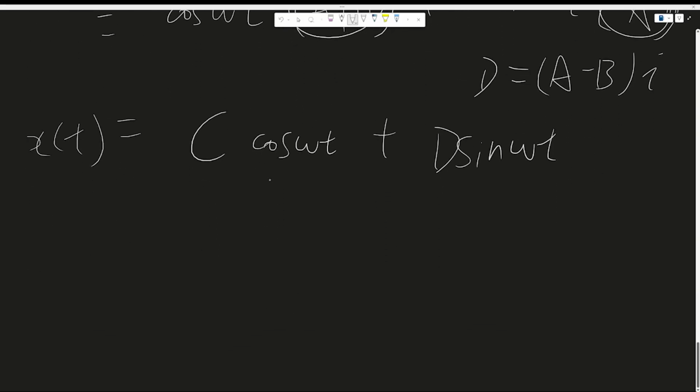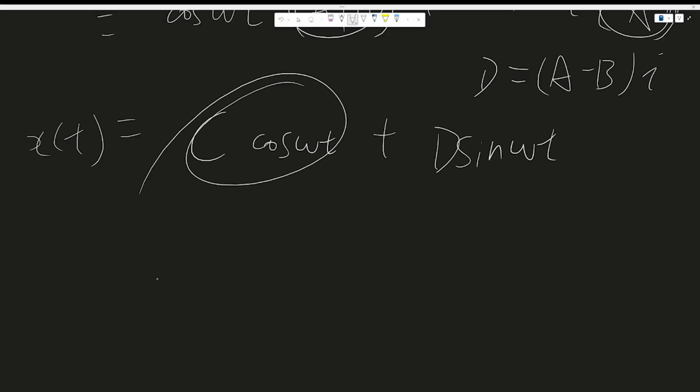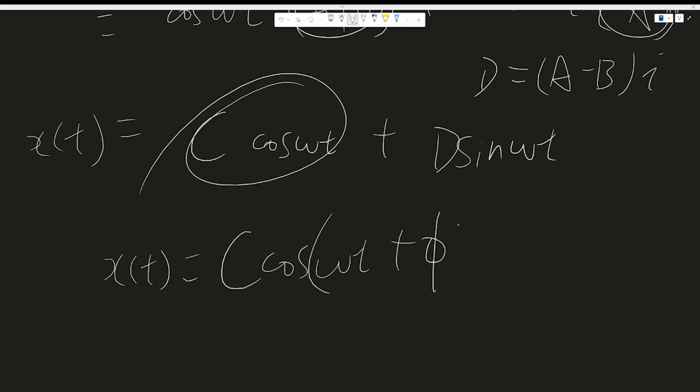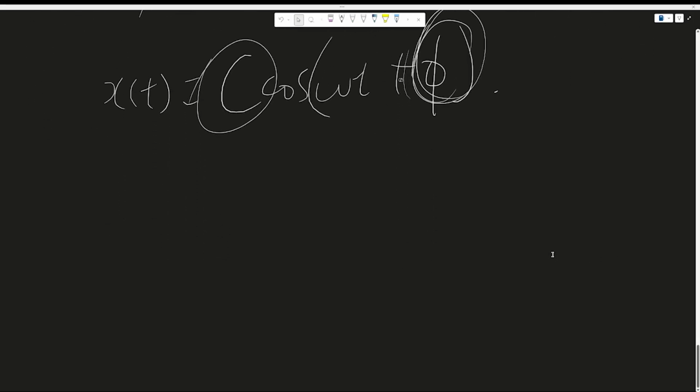And since we're solving a physics problem, we only look at the real part. So we can just write it as x of t equals c cosine omega t plus phi. So phi and c are both determined by the initial conditions, and they need to be specified. Phi is basically where this particle is starting. And so now we've gotten the solution for x of t.